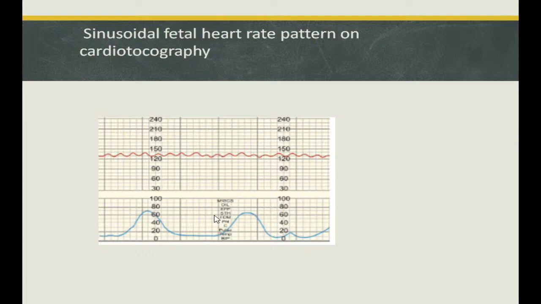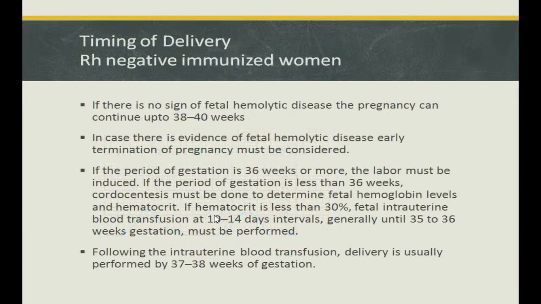Sinusoidal fetal heart rate pattern on cardiotocography and timing of delivery. If there are no signs of fetal hemolytic disease, the pregnancy can be continued up to the term. Not up to 38 to 40 weeks, but up to the term. In case there is evidence of fetal hemolytic disease, early termination of pregnancy may be considered.